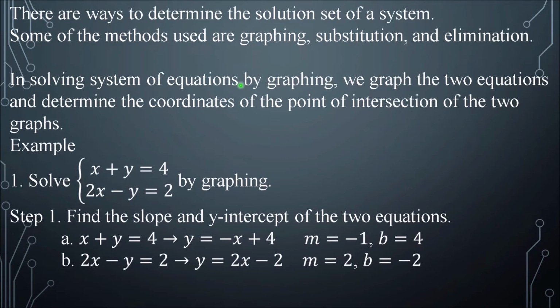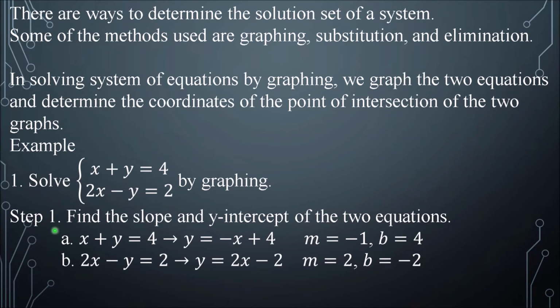Now, there are ways to determine the solution set of a system. Some of the methods used are graphing, substitution, and elimination. In solving a system of equations by graphing, we graph the two equations and determine the coordinates of the point of intersection of the two graphs. So let's have this example. Solve this system, x plus y equals 4 and 2x minus y equals 2, by graphing.